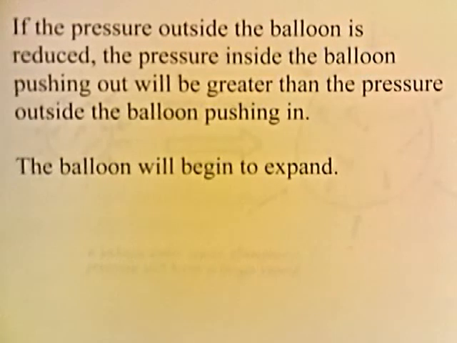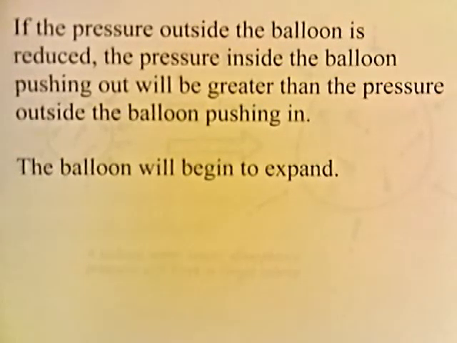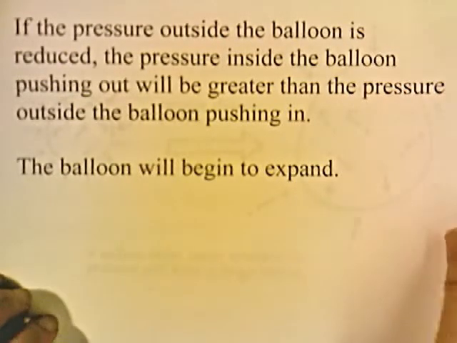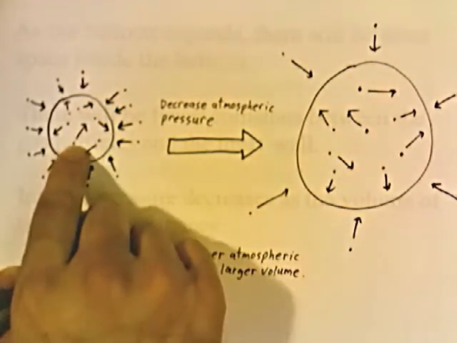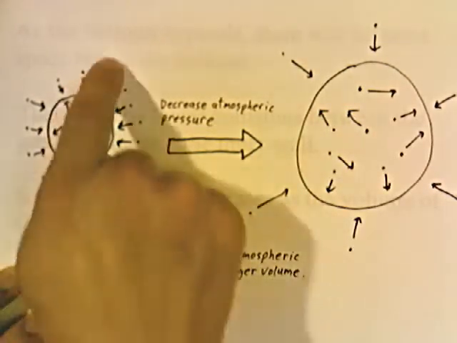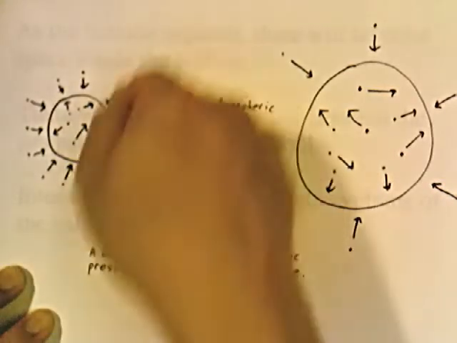So if the pressure outside the balloon is reduced, the pressure inside the balloon pushing out will be greater than the pressure outside the balloon pushing in. The balloon will begin to expand. So here we have a balloon, and there's some pressure inside of it pushing outward. There's some atmospheric pressure pushing inward.